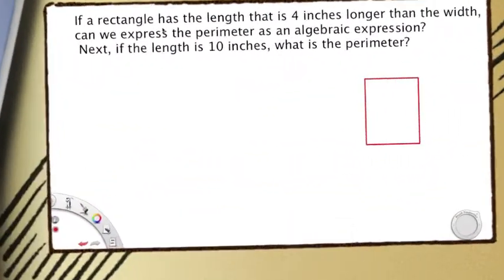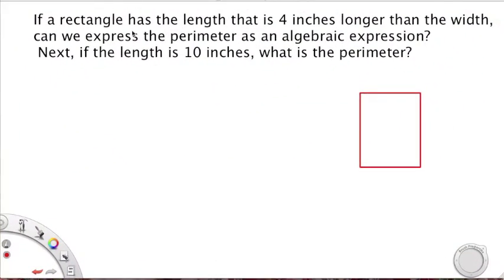You're going to see a lot more of this this year, and you'll definitely see a lot more of it when you get into Algebra 1. So let's take a look at that sample problem. Here is our formula problem with a twist, and there are two parts to it. We're going to focus on the first sentence and then go to the second part of the problem. Here it is. If a rectangle has a length that is 4 inches longer than the width, can we express the perimeter as an algebraic expression?